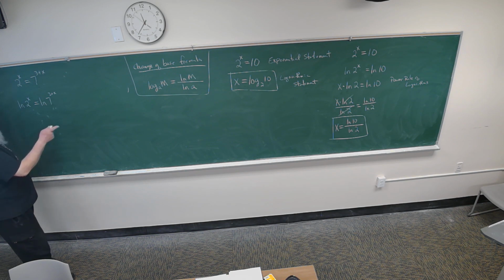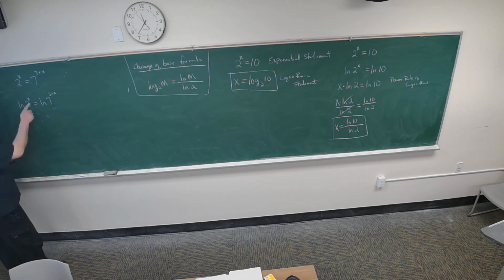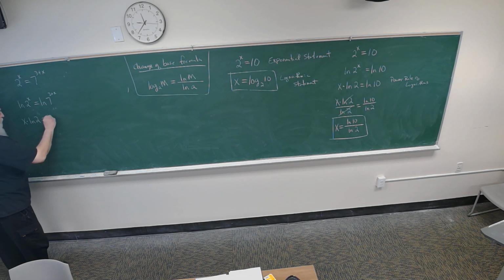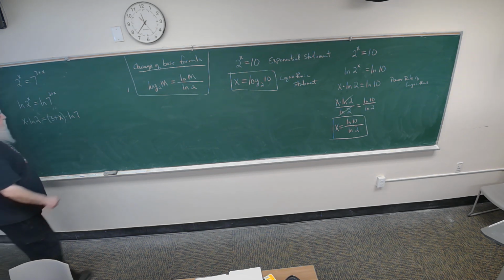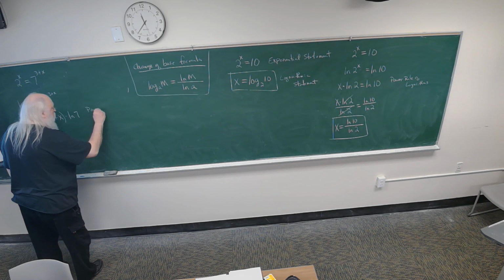Well, now you know from the power rule that we just used, this x, that's an exponent on the number 2, can be brought outside the natural log. And we have x times the natural log of 2 on the left. And now this exponent 3 plus x on the number 7 can be brought out in front of the log. And we have 3 plus x times the natural log of 7. Okay? So that's the application of the power rule of logarithms.